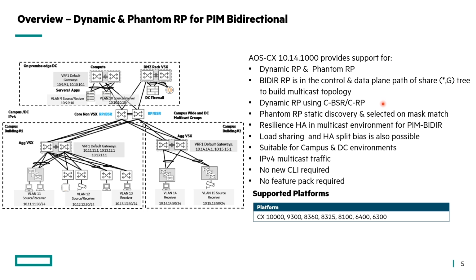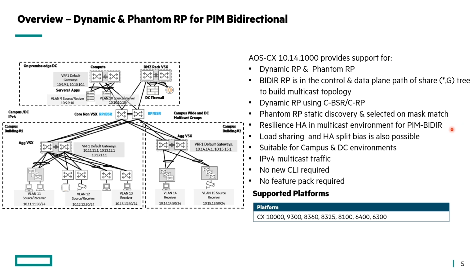With dynamic RP, we'll use the candidate BSR and candidate RP methodology that you should all be familiar with already, and so this is the same methodology that's used in PIM bidirectional. For phantom RP, we have a static discovery and we select the RP based on the best mask match, and we'll go into that a bit later.